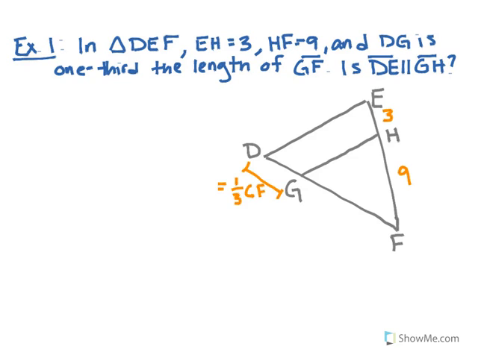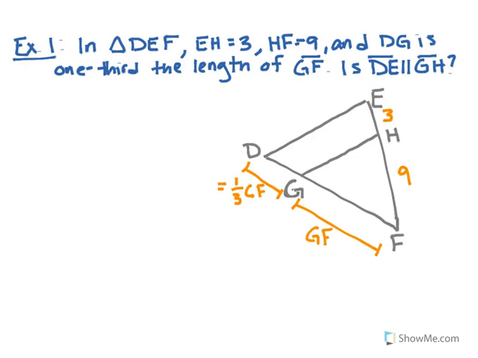Okay, so we have a few things to work with, but it's going to be kind of difficult to figure out what DG and GF's lengths actually are. So we're going to take our time and get this started. What we're going to do next is make sure that we label our side GF as something as well. And since we have no idea what it is, we're just going to leave it as GF.